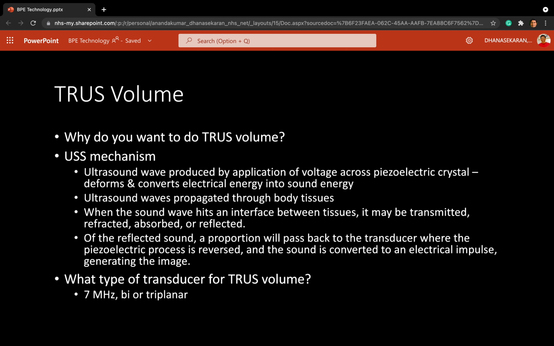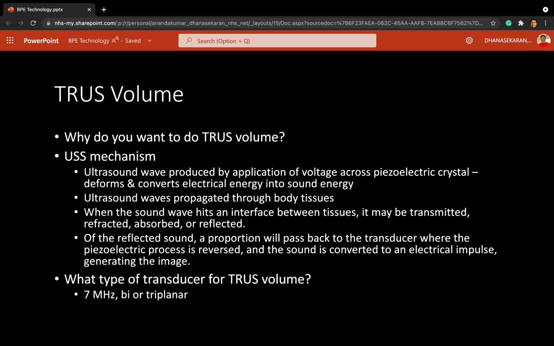Okay. For all the questions, I will always create a kind of keywords. So for this question of how the TRUS machine works, the main keywords are piezoelectric crystal, and the one which you said, that ultrasound wave, electric energy waves, etc. The third one is the waves can be transmitted, refracted, absorbed, and reflected.